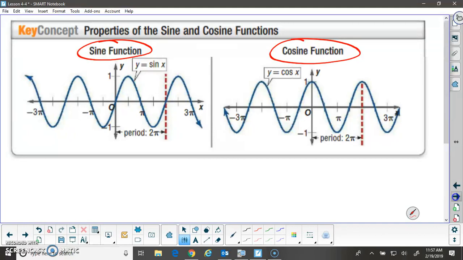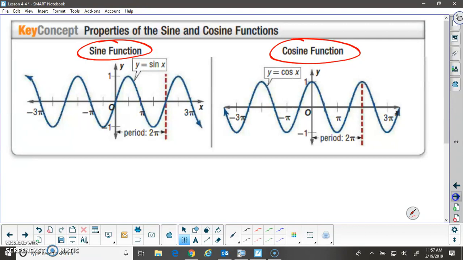Both of these graphs have a period of 2 pi, and that's the length of one wave, or one cycle. The sine function has an amplitude of 1, and a cosine has an amplitude of 1, and the amplitude is half the height of the wave. So you can see that both of these graphs have a height of 2, so the amplitude is 1.